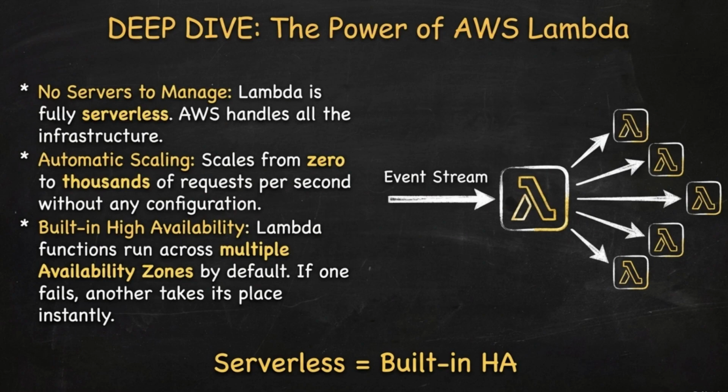It scales automatically. 100 events per second coming in, Lambda will launch the needed number of functions. 10,000 coming in, it will launch more. And all of this without your involvement. And most importantly, Lambda is highly available by default. AWS itself ensures redundancy, automatically restarts functions on failures, and distributes the load.